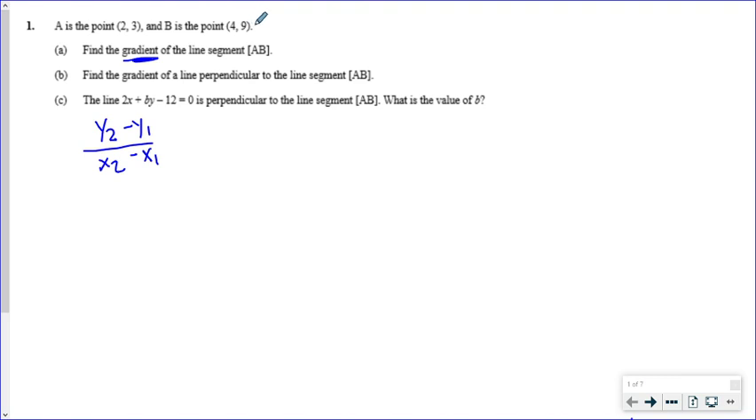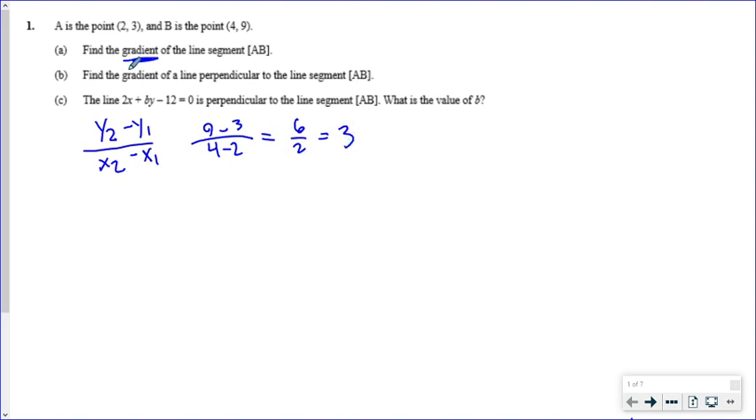I'll pick this one first. So this will be my y2. So 9 minus my y1, 3, over 4 minus 2. That's going to give me 6 over 2, which means my slope is 3 here.